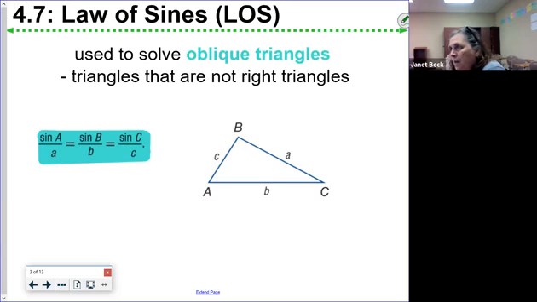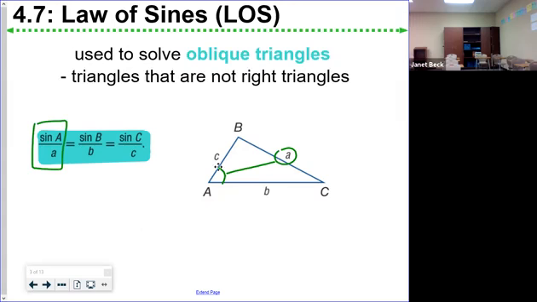You can't use all 3. And how the law of sines works is if you have an angle and the side that's opposite it, you write that as a ratio. And it equals the ratio of the sine of any other angle divided by the length of the side that's opposite it. And this ratio would be the sine of this angle divided by that side length. Okay? You only use 2 pieces at once.